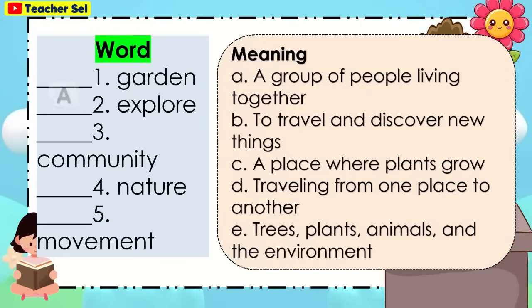Here are the correct answers. For number 1, A. 2, B. Number 3 is C. 4, E. And number 5 is letter D.